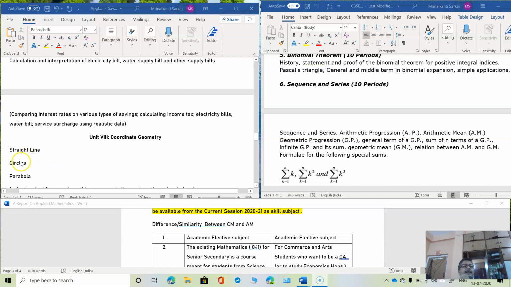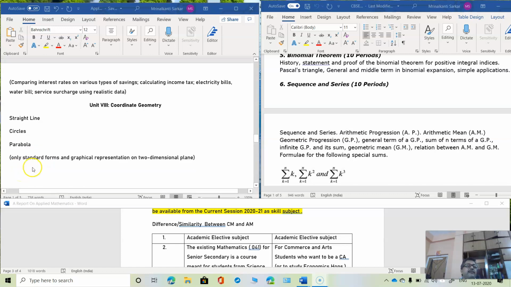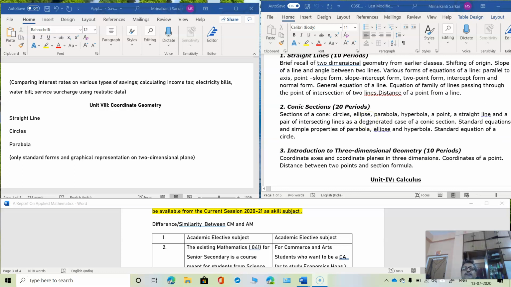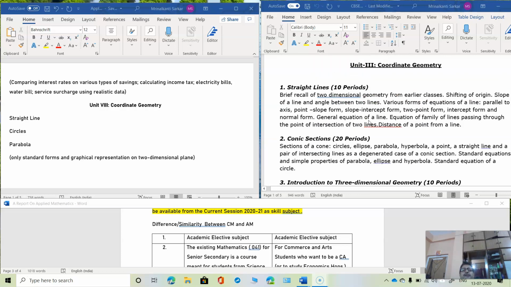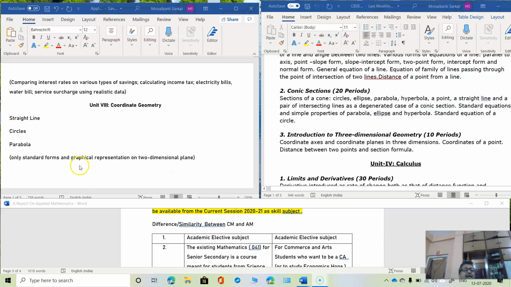And coordinate geometry they have given. If you study economics in future, straight line, circle, parabola, they have excluded the concepts of hyperbola and ellipse, which are not required for economics. Why? They will do it, and commerce students also. And see the syllabus here in coordinate geometry: straight line, conic section, introduction of 3D geometry. Another thing, 3D geometry is fully excluded here. 3D geometry is not given here.